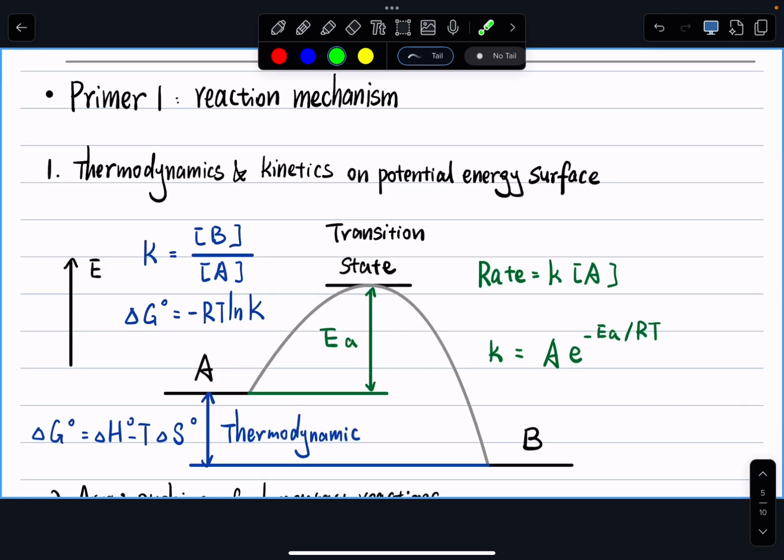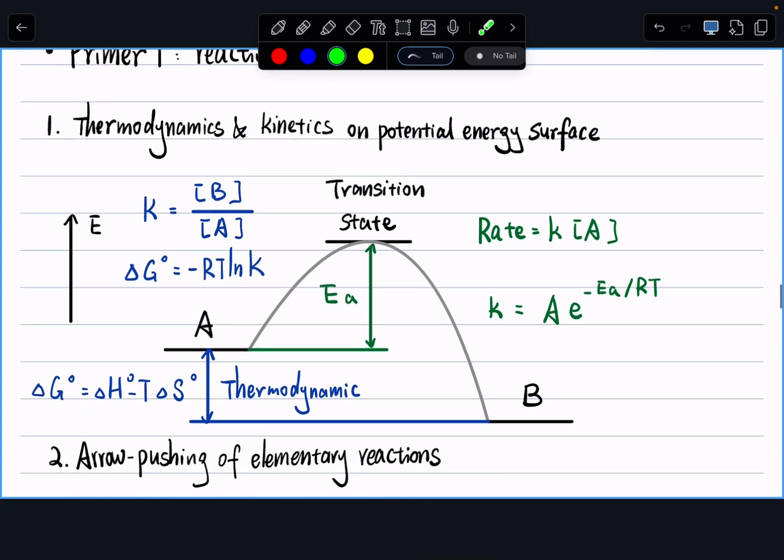And I want to spend a little bit more time on premier 1, which is the reaction mechanism profile. Now, I've shown you this diagram before, right? Thermodynamics describes the relative stability of your A to B, and kinetics describes the energy differences between your reactant and the transition state. Here, I want to link the potential energy surface to something we discussed in class.